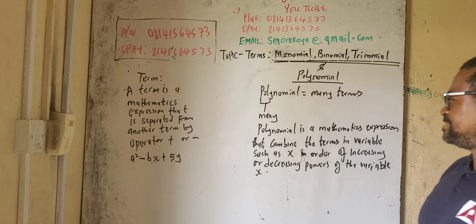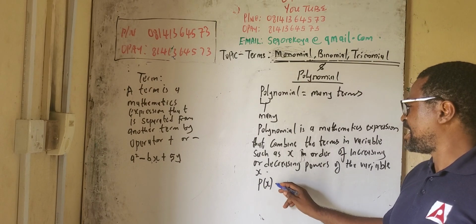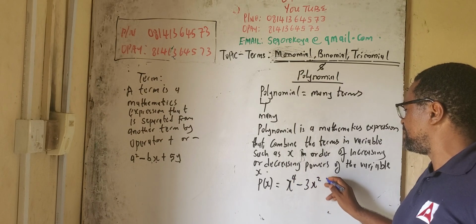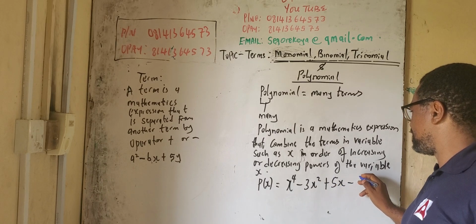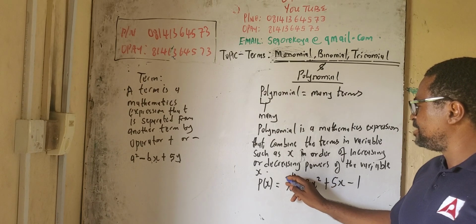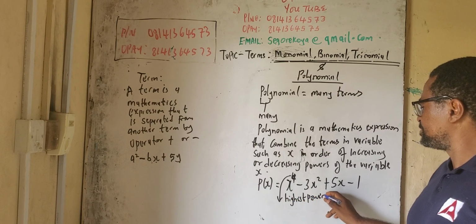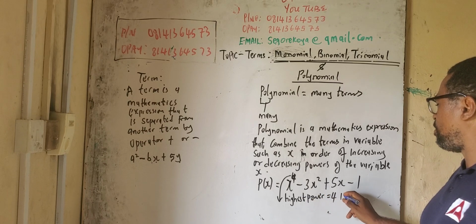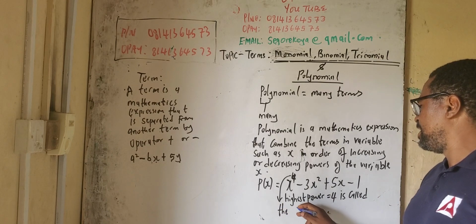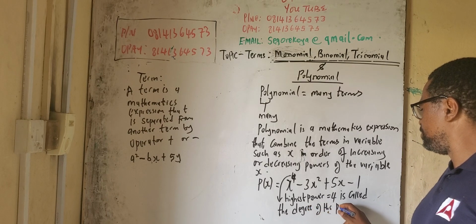What do I mean by that is this. Let's say I have a polynomial in terms of variable x. I can have something like x raised to power 4 minus 3x squared plus 5x minus 1. You can see that the highest power of x is 4 here. So the highest power in this example is 4 and is called the degree of the polynomial.